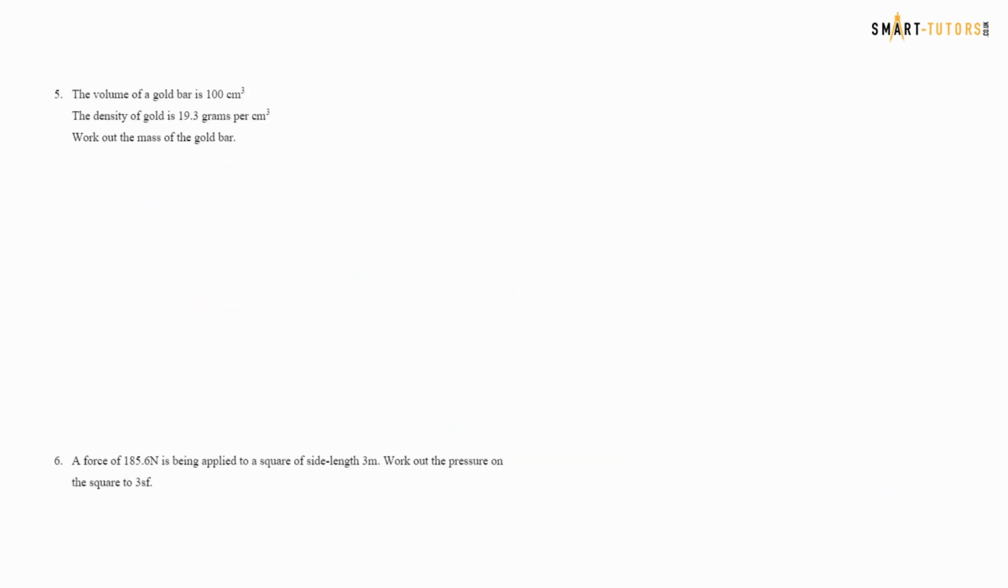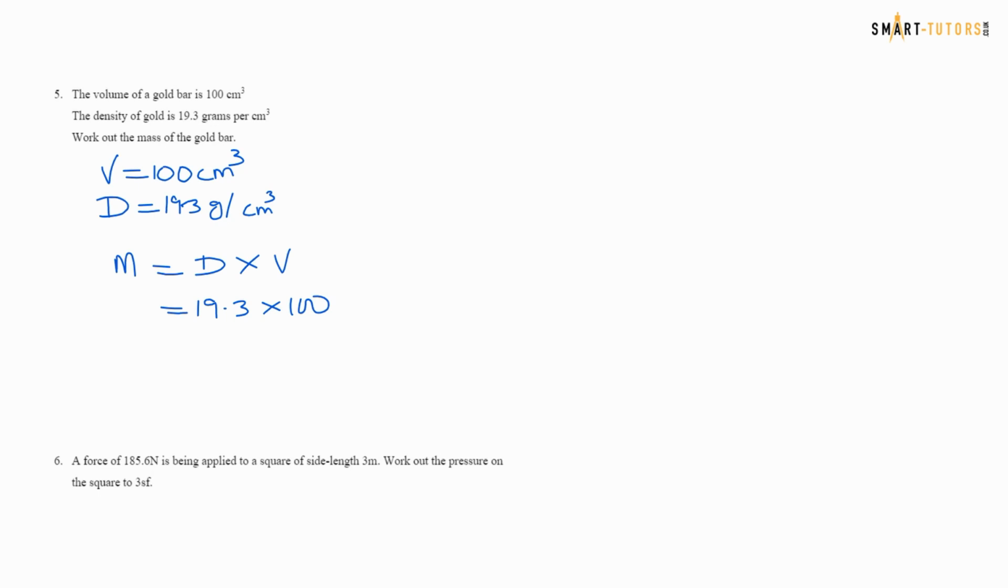Question number 5. The volume of the gold bar is 100, so V equals 100 centimeters cubed. The density of the gold bar is 19.3 grams per centimeter cubed. Work out the mass. So the mass is equal to density times volume. So 19.3 times 100, which is going to be 1930 grams.